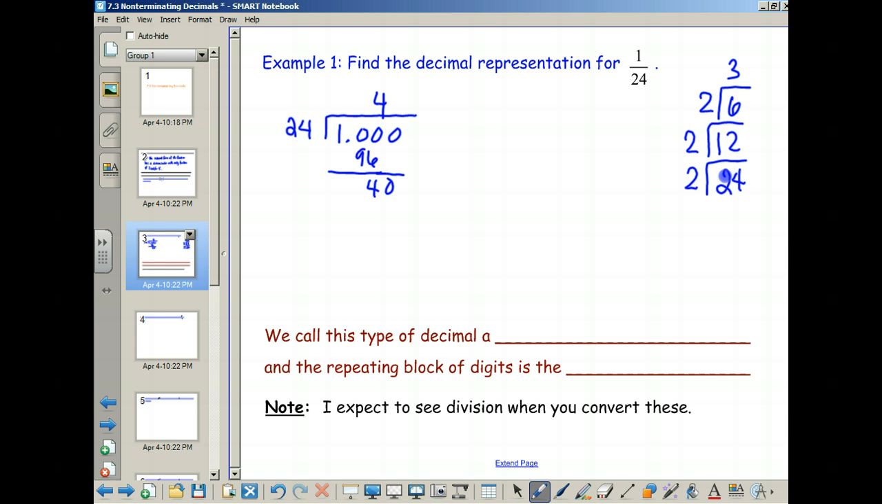I've got the number 40. And we look for how many times 24 goes into 40? Just once, right? Just once. And then I write a 24. All right, so what's 40 minus 24? It is 16. And I put another 0 up here, and I bring it down, and I've got the number 160. How many times will 24 go into 160?